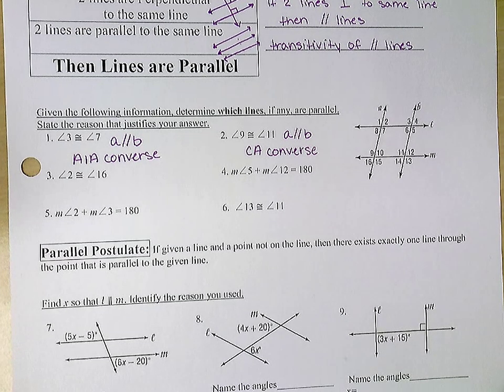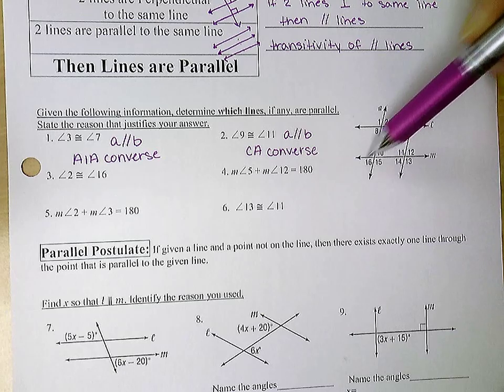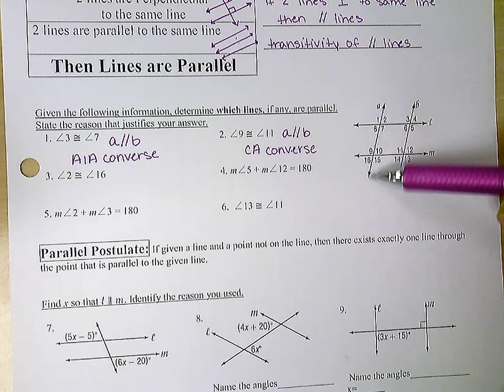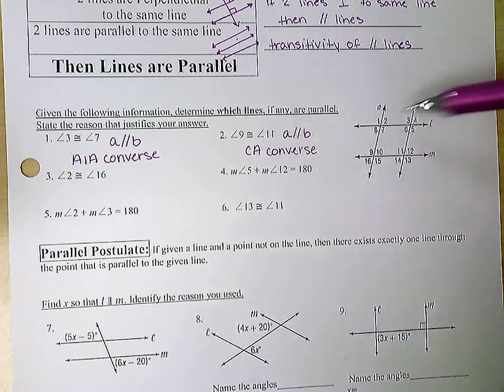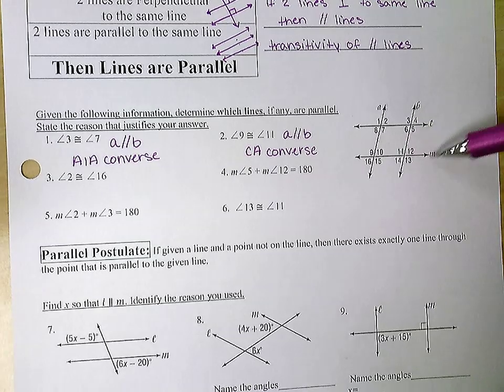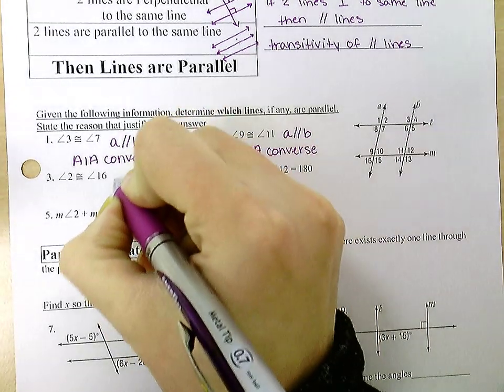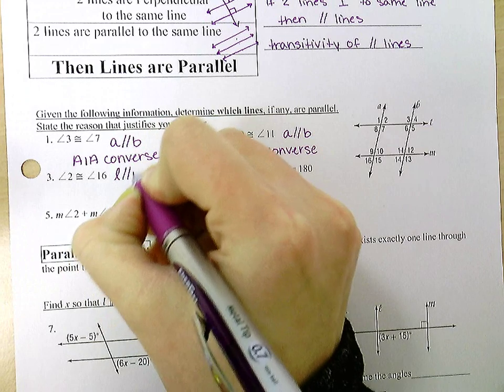All right, so let's go through these ones here. So number 3, you're given angle 2 and angle 16 are congruent. Okay, so we have 2 and 16 here. So A is your transversal. Okay, so A cuts through both lines L and M. So line L would be parallel to line M.